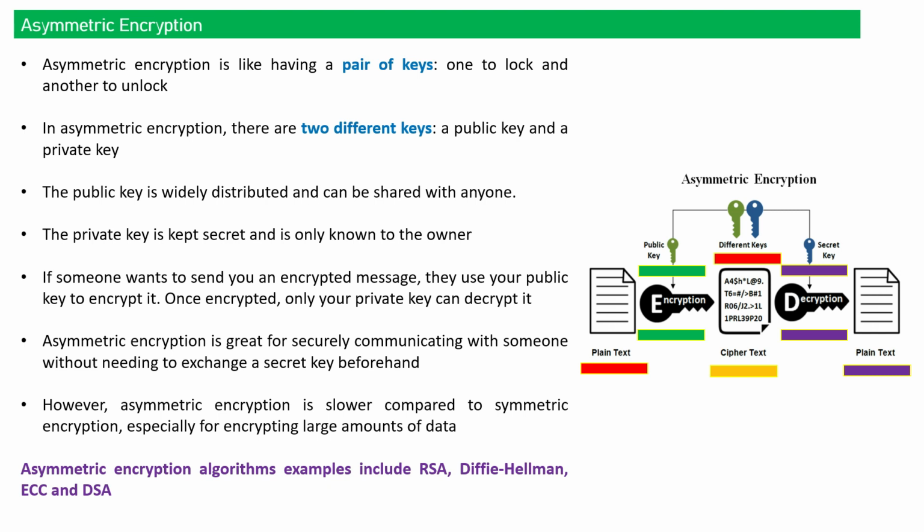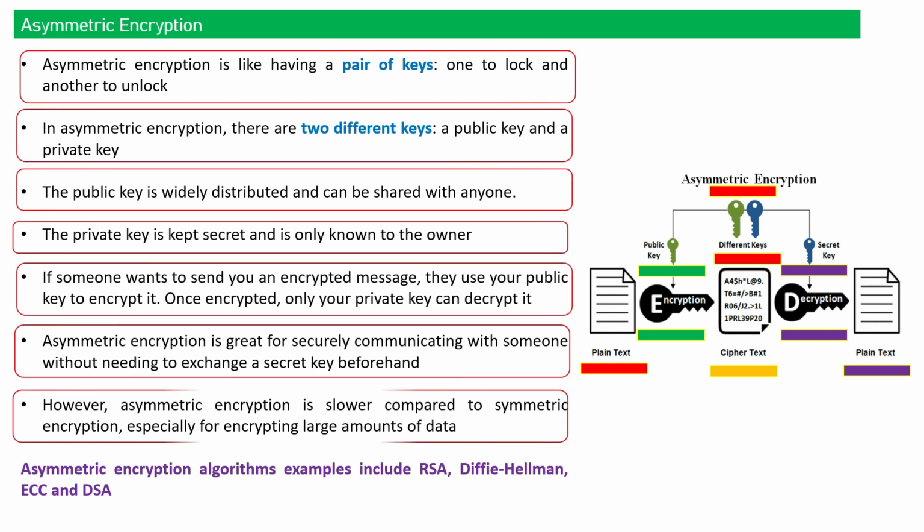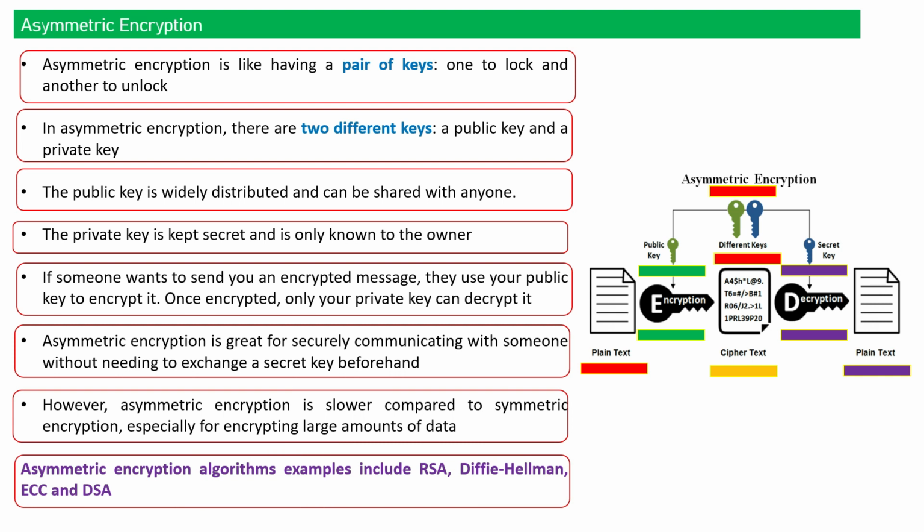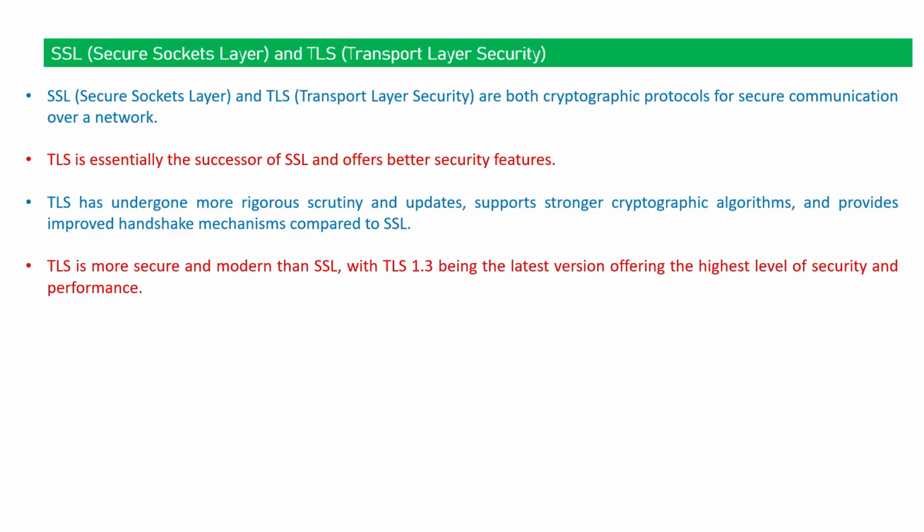Okay, so examples of asymmetric encryption algorithms are RSA, Diffie-Hellman, ECC, and DSA. These are the algorithms mostly used for asymmetric encryption. Okay, so now this is clear. Hope you are clear about data encryption, ciphertext, cipher suite, and then symmetric and asymmetric encryption.